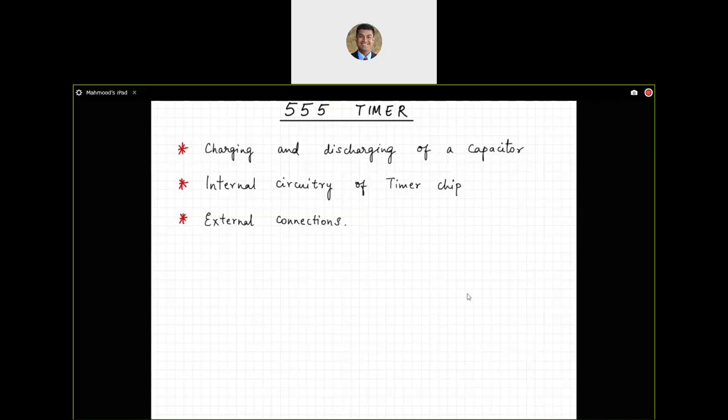Let's talk about the 555 timer. Why is it named that way? What is it used for? And some technical details regarding the timer chip. So we'll begin with the purpose. Why do we need this?